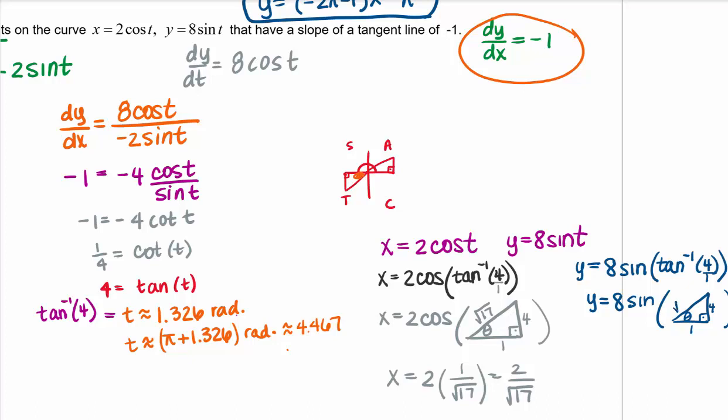It's the same triangle. So y equals 8 times the sine of this angle. Well, this would be opposite over hypotenuse. So it would be 32 over rad 17. So one of the points, if I wanted to keep it exact, would be 2 over rad 17, comma 32 over rad 17.